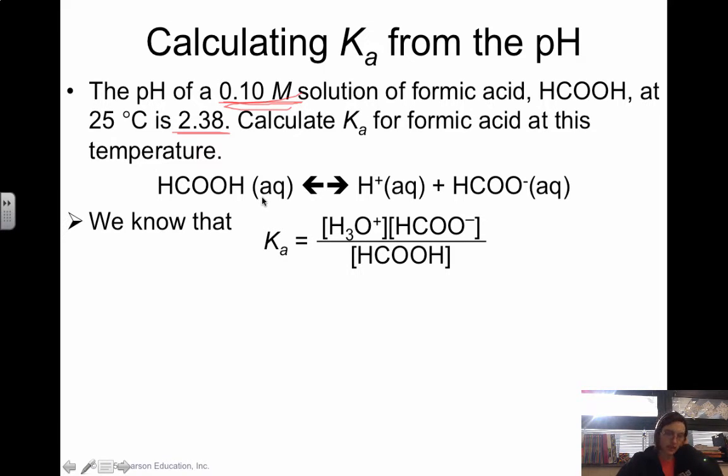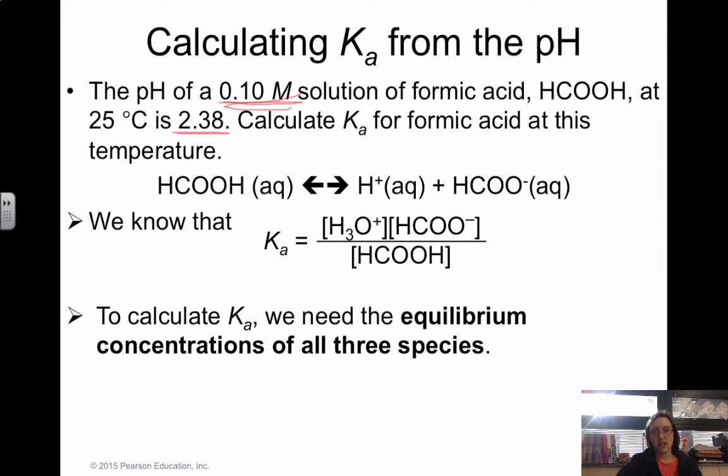So the first thing that we have to do is write the equilibrium reaction, simply the ionization of the weak acid. Then we write the equilibrium constant expression. Notice we don't even include water because it's a liquid. So we have H3O+, same as H+. You can put H+ here, that's fine, times the formate ion divided by the concentration of formic acid. So now we know the Ka expression.